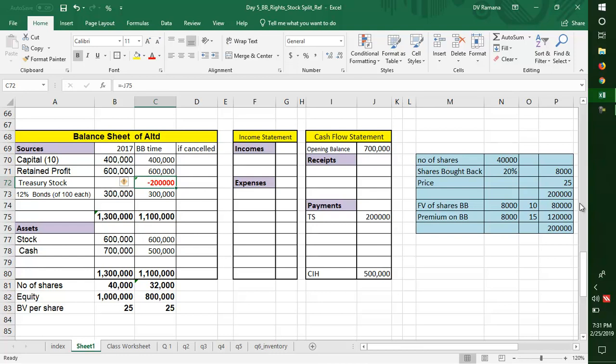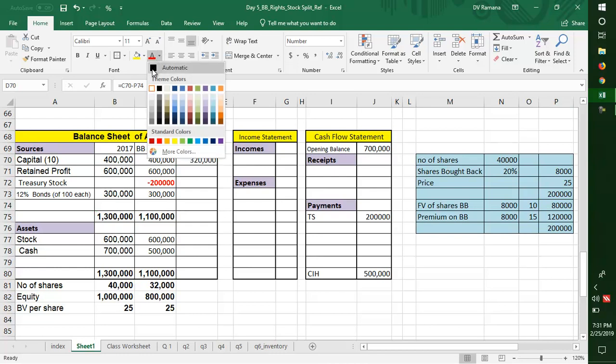But observe this. Whenever there is a repurchase of shares, the transaction affects the cash flow statement and the balance sheet only. There is no effect of the buyback or repurchase on the income statement. This is a generic principle. But let us assume that the company decides to cancel the shares, destroy the shares. In that case, the capital will reduce by 80,000 because the capital is always shown at the face value.